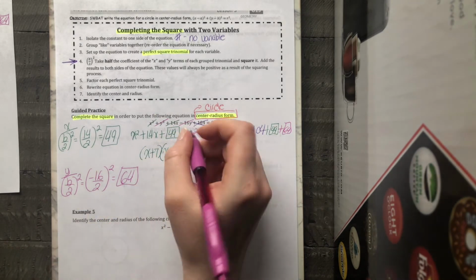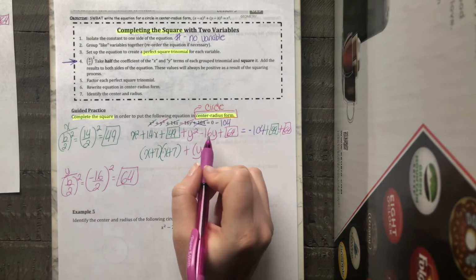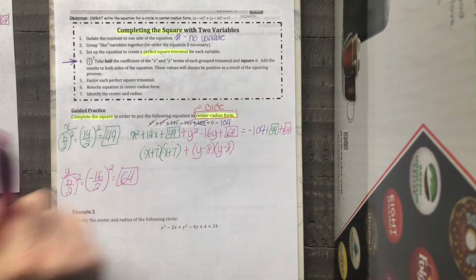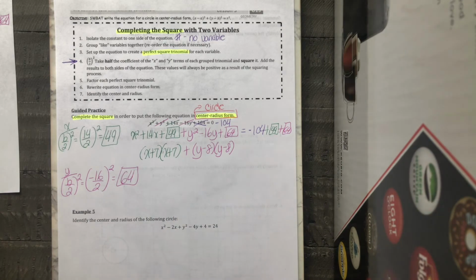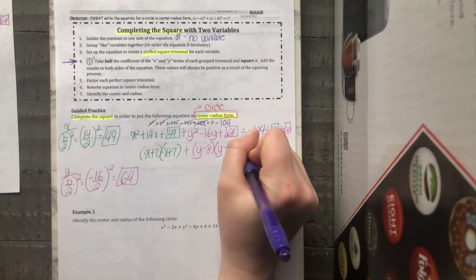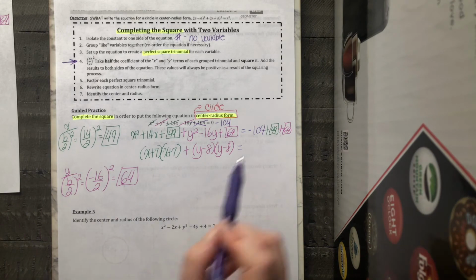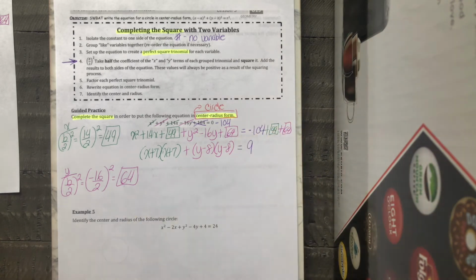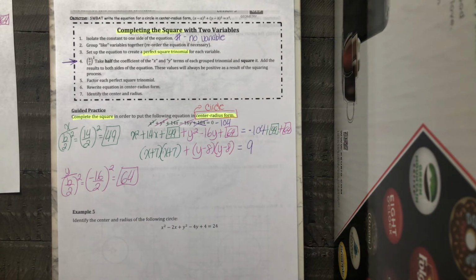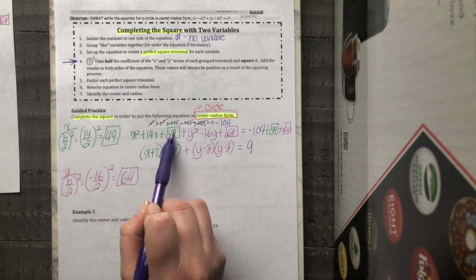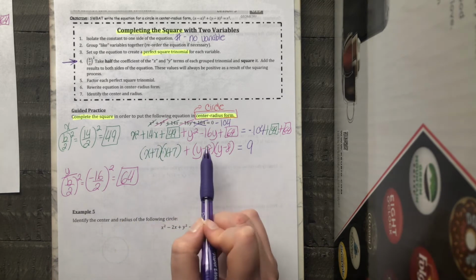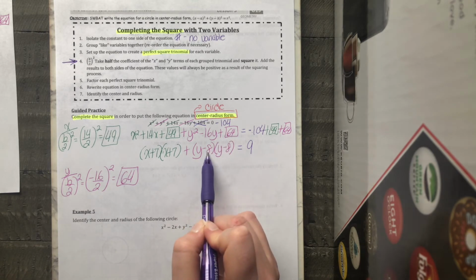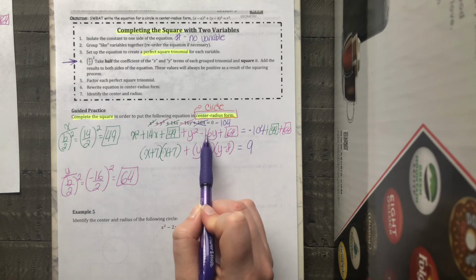All right, and then again, I'm going to half it. Well, what's half of negative 16? Negative 8. And then I'm squaring it here because I have 2 of them. Okay. And then I'm going to combine my terms on the right-hand side. Well, negative 104 plus 49 plus 64 is just 9. All right. And I know that my factors here are correct because 7 times 7 is 49. 7 plus 7 is 14. Negative 8 times negative 8 is positive 64. Negative 8 minus 8 is negative 16.